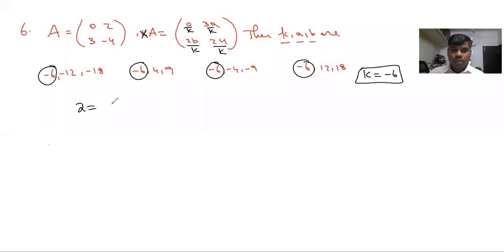So you can take 2 is equal to 3a by k. That implies 2 equal to 3a by minus 6. So a equal to minus 4. There is only one option with a equal to minus 4, and that's the answer.